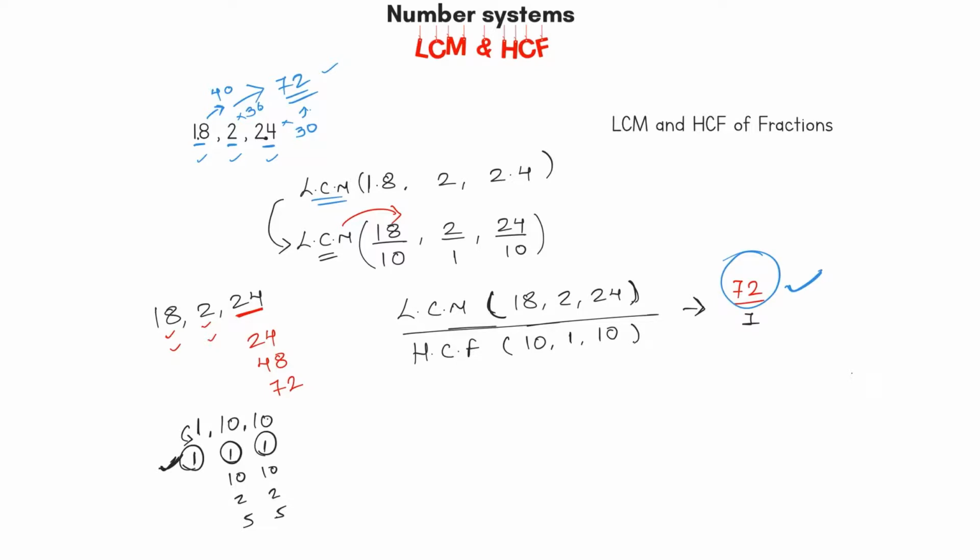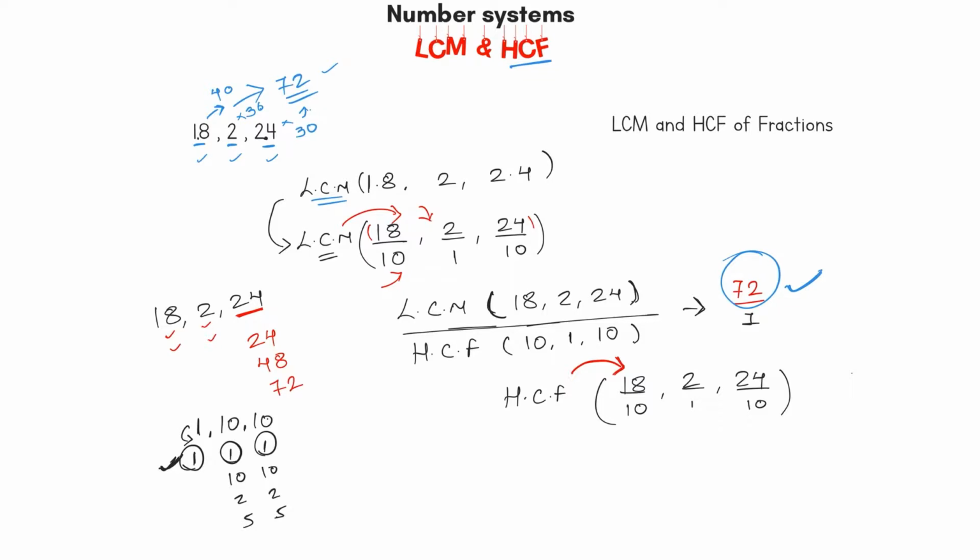Now let's go on to finding the HCF, highest common factor, for these three numbers. So what am I asking now? HCF of the same 18 by 10, 2 by 1 and 24 by 10. In LCM, what do we do? Take the LCM of numerator and HCF of denominator. In HCF, what will you do? Take the HCF of numerator and LCM of denominator.